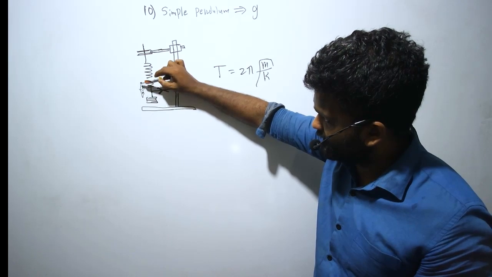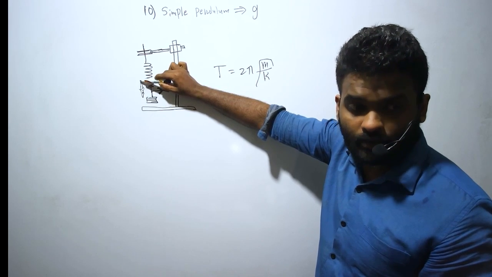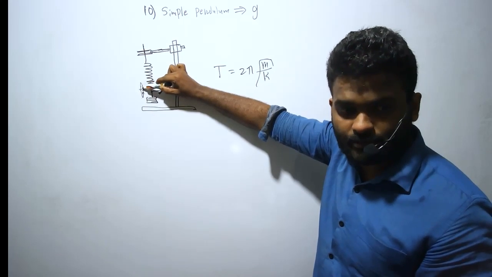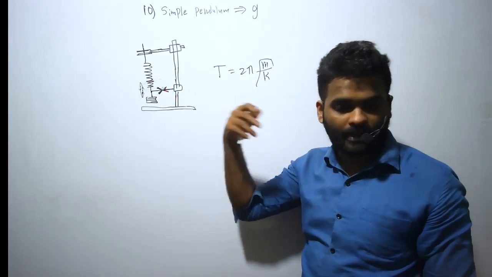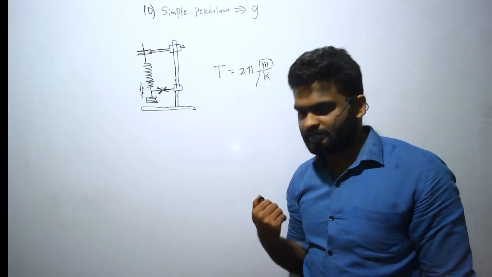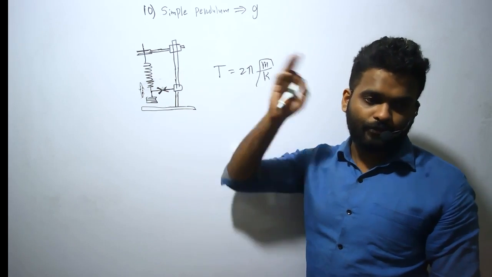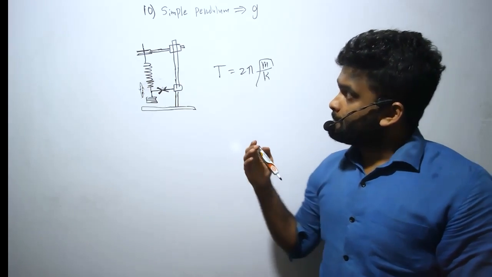Time period means it has to complete one cycle. It goes up, comes to the original position, goes up, comes to the original position. So that is one time period. Here as well, you have to take about 40 oscillations in order to minimize the fractional error. Everything discussed earlier applies here, right? Okay.